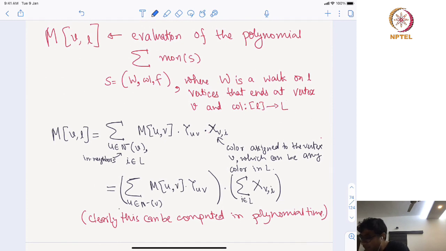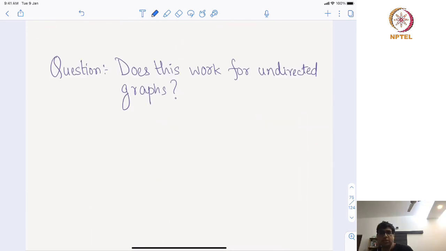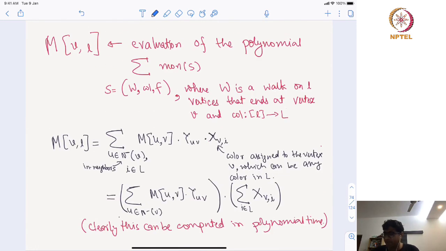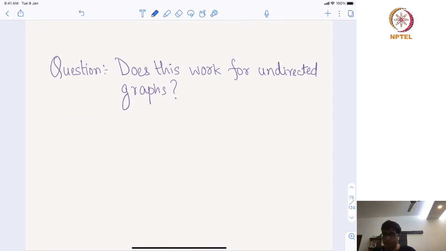Clearly, this can be computed in polynomial time. You already have computed this. You just substitute all of this in the summation, and you can compute this in polynomial time. So, this is a very simple evaluation. You can do this and you will be done. Now, just one point I would like to make before we end this. Does this work for undirected graphs?